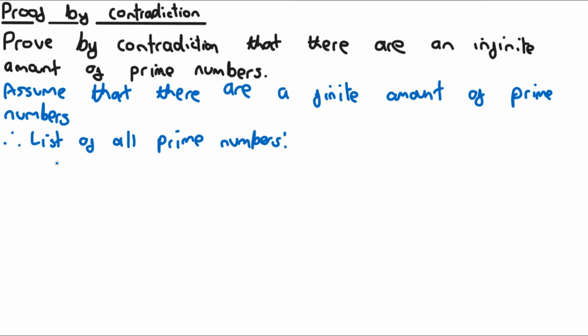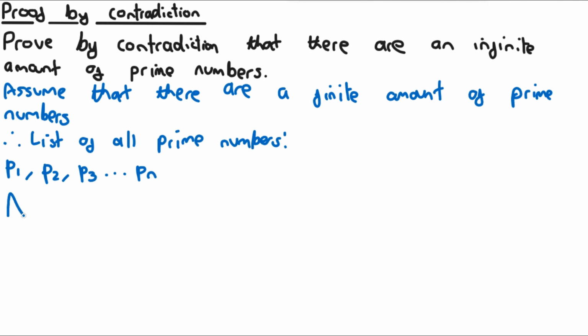And this list will be P1, where P1 is the first prime number, P2, where P2 is the second prime number, P3, where this is the third prime number, and this goes all the way up to Pn, where Pn is the nth prime number, and this is the last prime number. And it doesn't actually matter what n is. N could be massive, it doesn't really matter. But the point is that it is a finite amount of prime numbers. There are no more prime numbers after Pn. This is the final prime number. So therefore there are a finite amount of prime numbers.